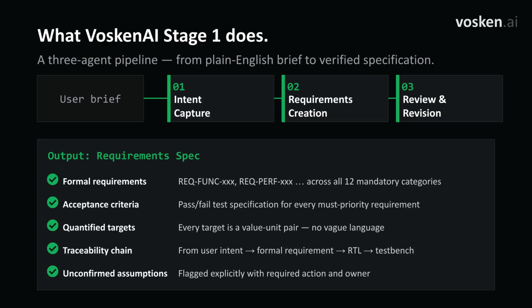VoskenAI Stage 1 uses a 3-agent pipeline to go from a plain English brief to a verified specification. The output includes formal requirements, acceptance criteria, quantified targets, and a full traceability chain.